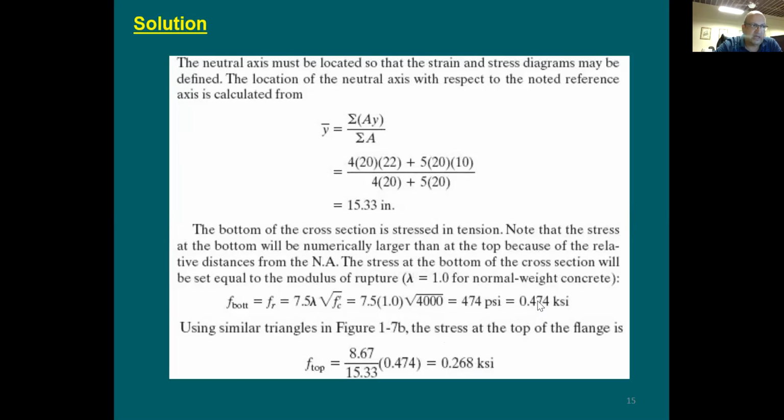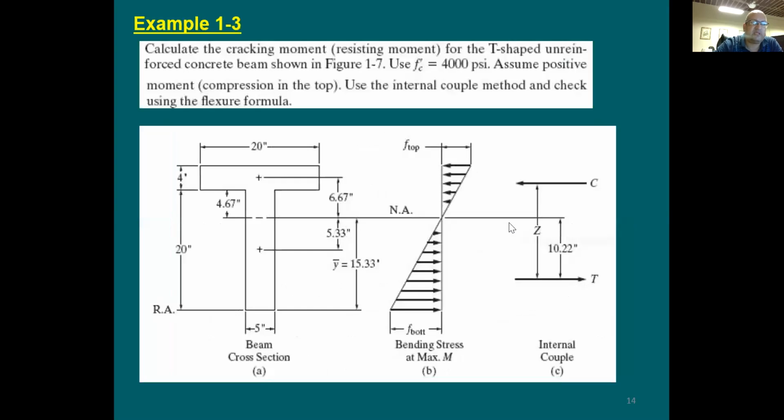Yep. This has nothing to do with my equation. The stress is going to be M over I times c. No, it is not related to this. It is when you set the stress at the bottom to be 474, like at the cracking stress. How much stress do you expect here? Once you do this, you're going to say, okay, good.